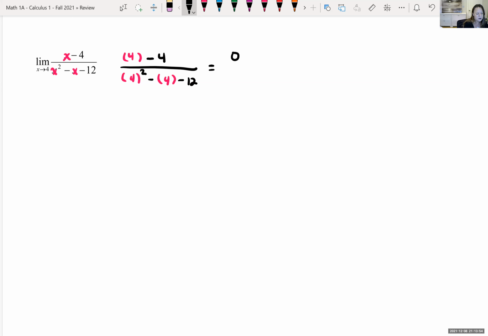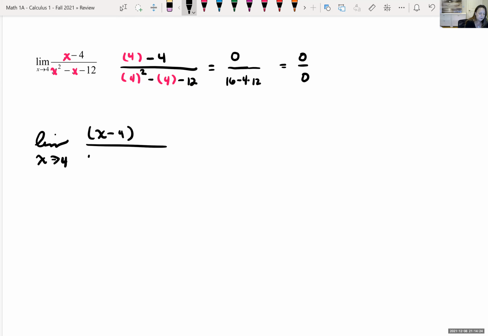So I notice my numerator gives back 0 all over my denominator. 4 squared is 16, and then minus 4, minus 12, which makes that go to 0. And so we get 0 over 0, an indeterminate form. There are 2 ways that we can approach this. We can do this by factoring. Getting 0 over 0 is telling me that I have a factor in common in the numerator and denominator. And I notice that the denominator can factor as x minus 4 times x plus 3.